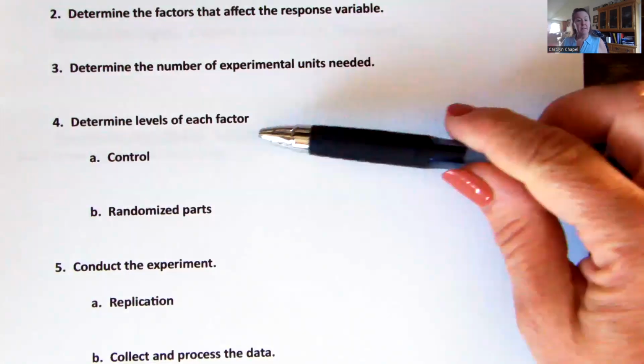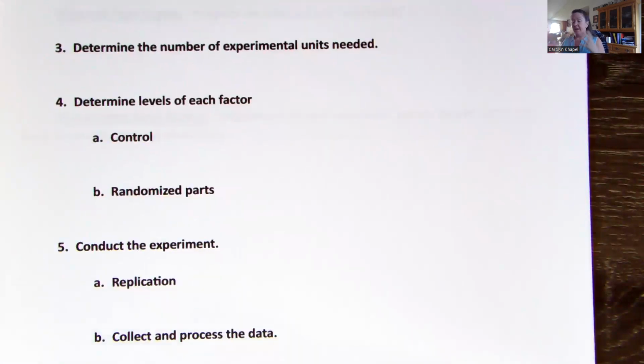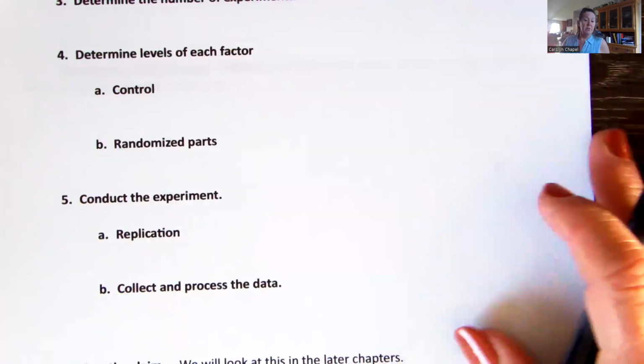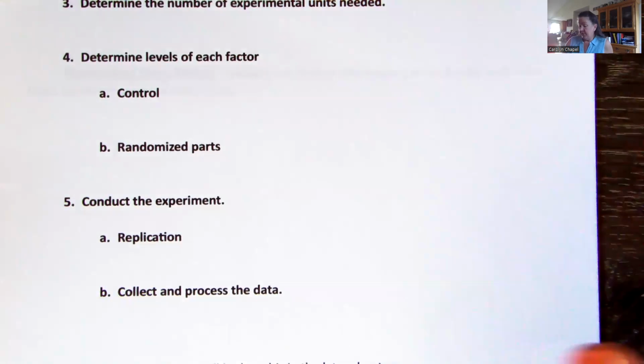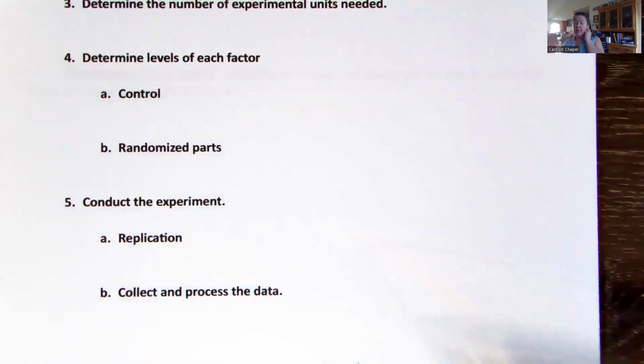We're also going to determine the levels. Do we have our control group? Do we have randomized pieces? How are we going to put this all together? Okay, so we get all the planning done ahead of time, and then we go and actually get our people, and we actually do the experiment, and replicate it if we want to. Sometimes there's a replication, we might want to do it again.